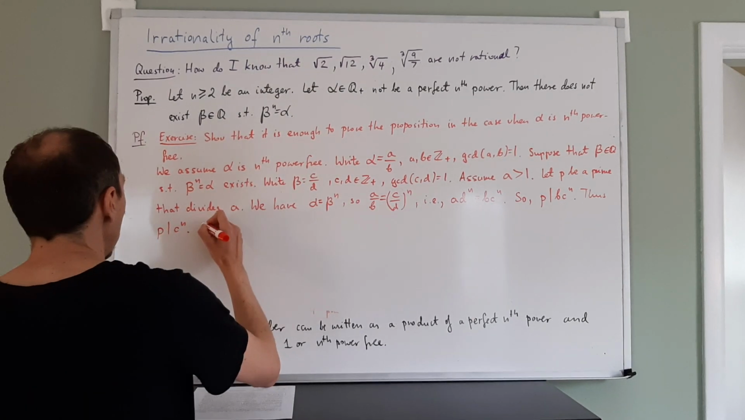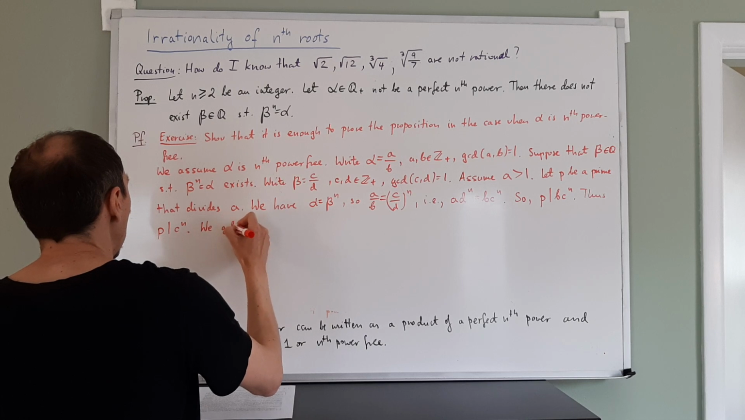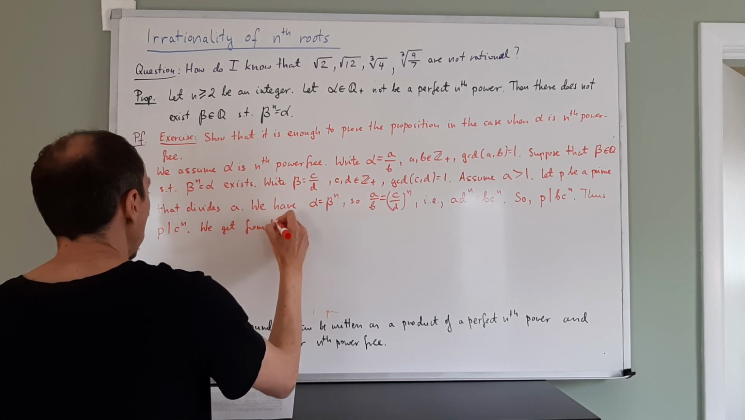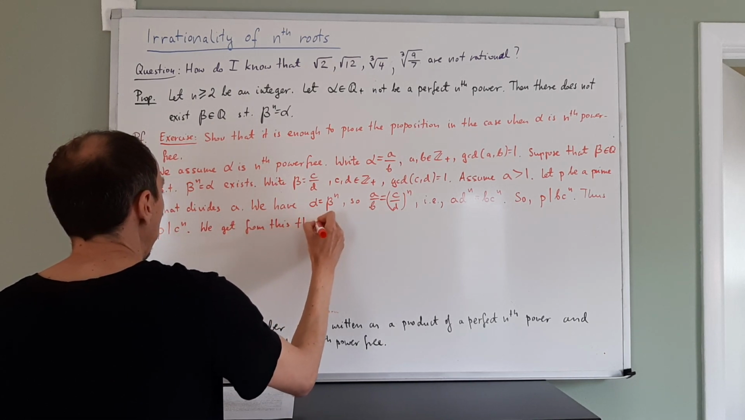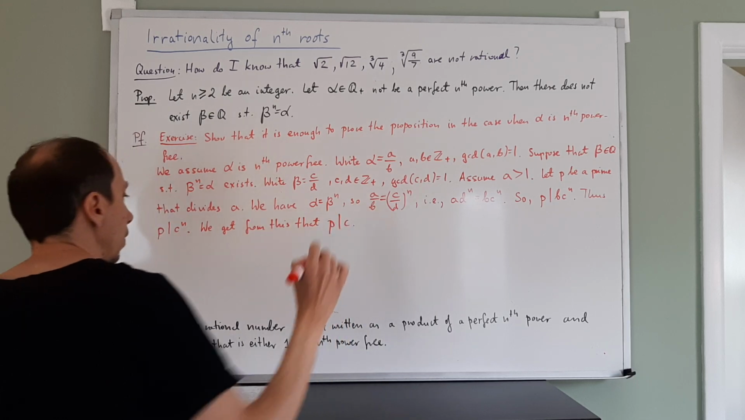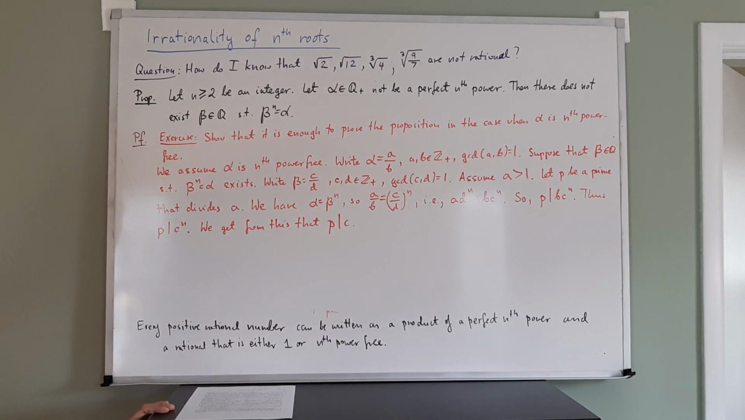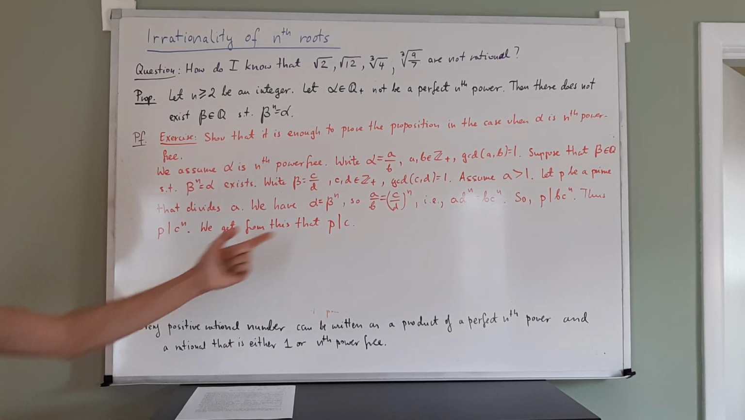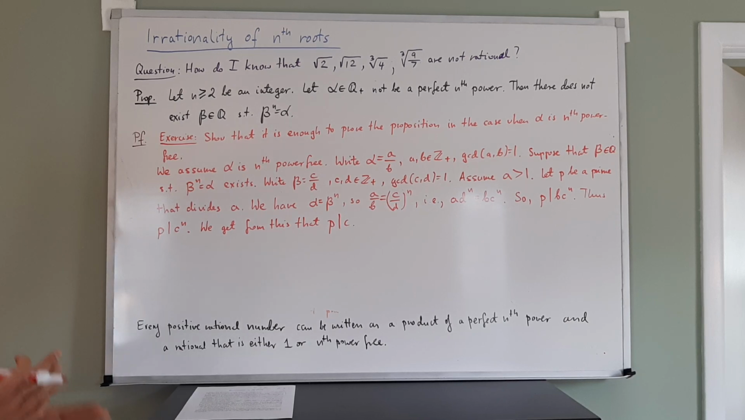So by induction, we get from this that P divides C. If it divides the product, there are 3 C's here, so C times C times C, then P must divide either C or C times C. If it divides C, then you have what you got here already. If P divides C times C, then again it must divide either C or C. So in either case, you always get that P divides C.